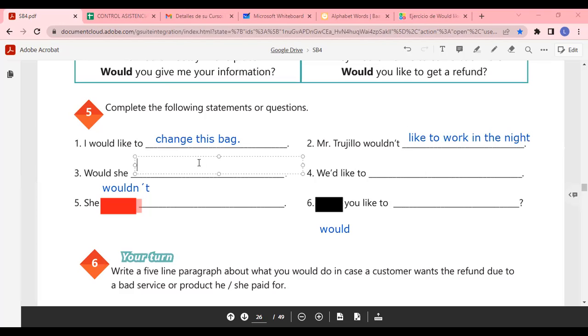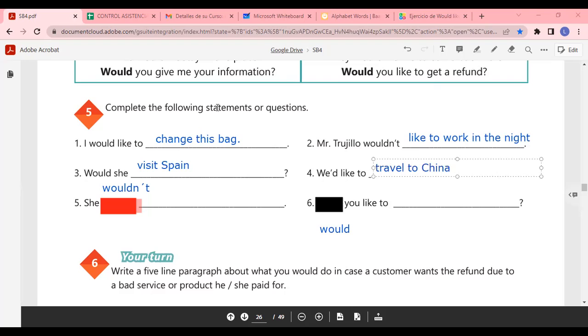Okay, I don't know what happened. Mr. Jorge Diaz, tell me. Number three, would she visit the Spain? Would she visit Spain? Okay, it could be. Thank you. Let's see number four, please. Mr. Jose Ezequiel? Yes, miss. Okay, number four. We would like to travel to China. Travel to China. Thank you, mister. Let's see number five.